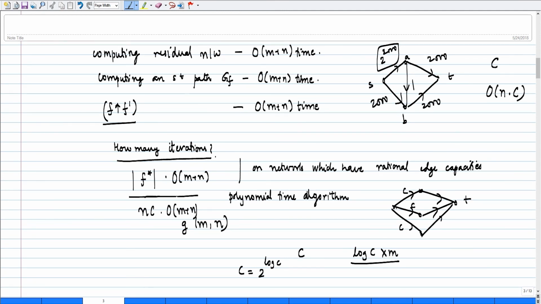This point is important: this algorithm is not a polynomial time algorithm, but there are polynomial time algorithms for computing flows, and that you will see in the next week or maybe in the upcoming lectures.